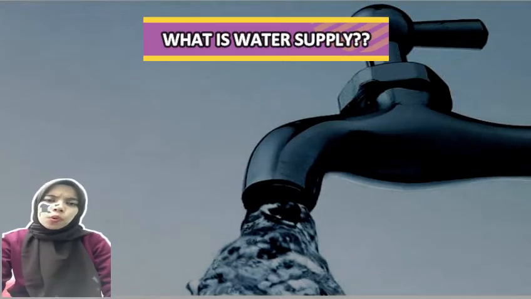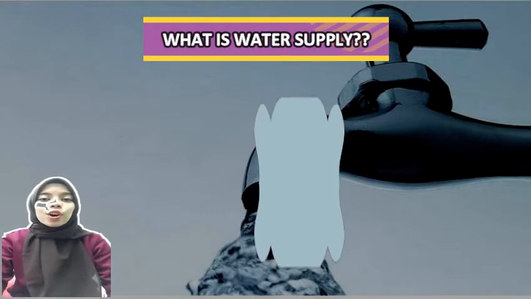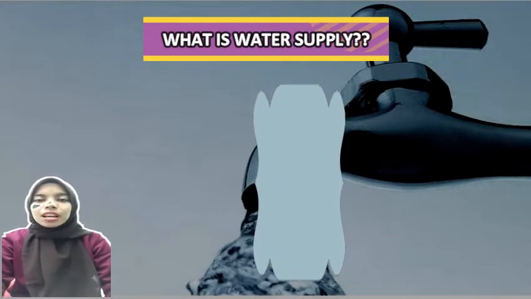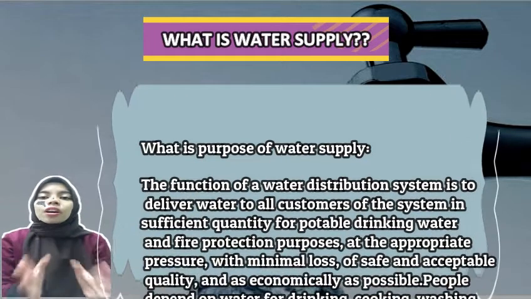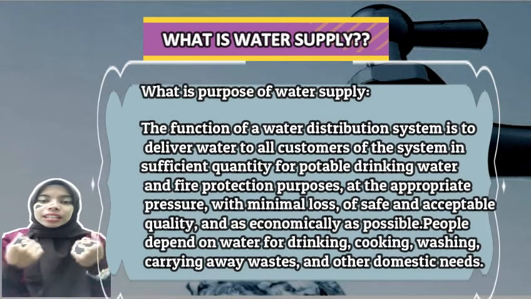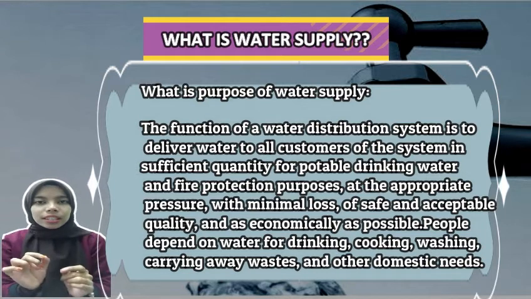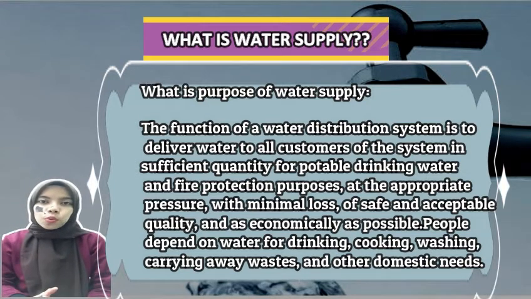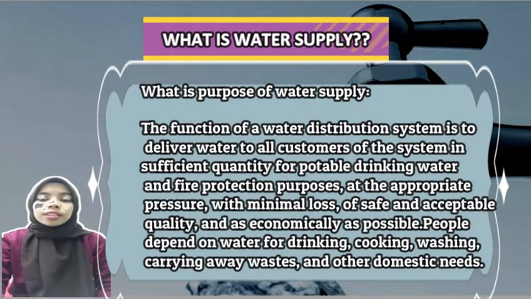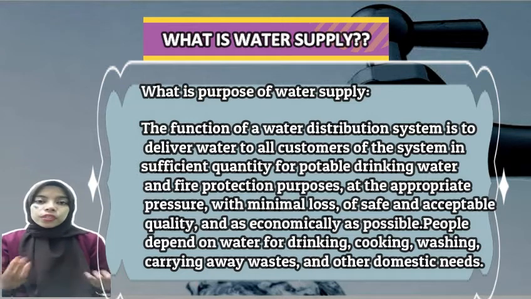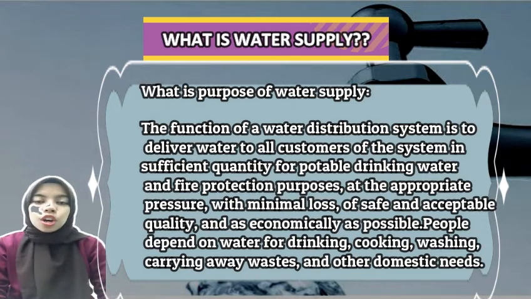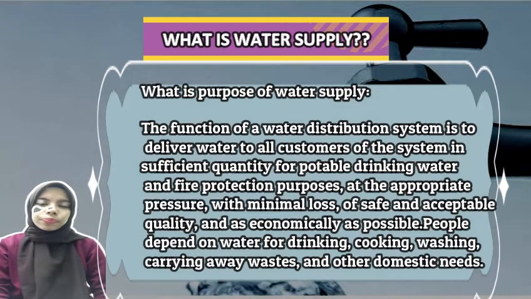What is the purpose of water supply? The function of a water distribution system is to deliver water to all customers of the system in sufficient quantity for potable drinking water and fire protection purposes, at the appropriate pressure, with minimal loss, of safe and acceptable quality, and as economically as possible.